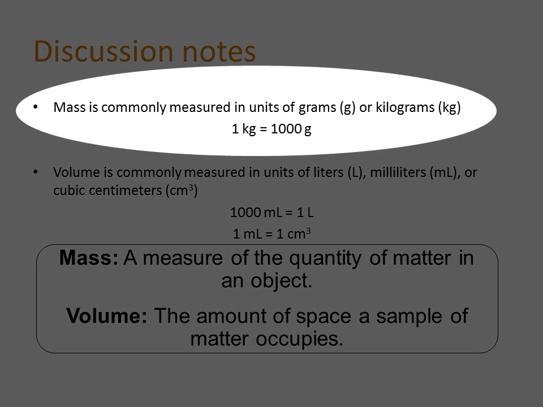In science, mass is commonly measured in units of grams or kilograms. 1 gram of any substance has the same mass as 1 gram of any other substance. Remember that the prefix K means 1,000. So in 1 kilogram, there are 1,000 grams.